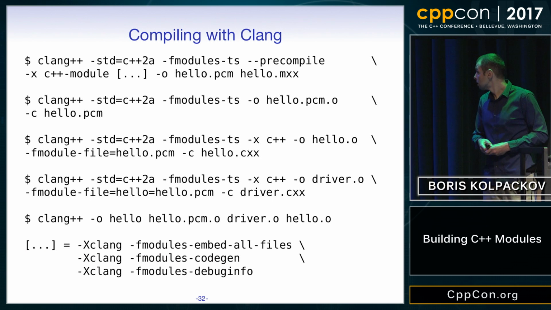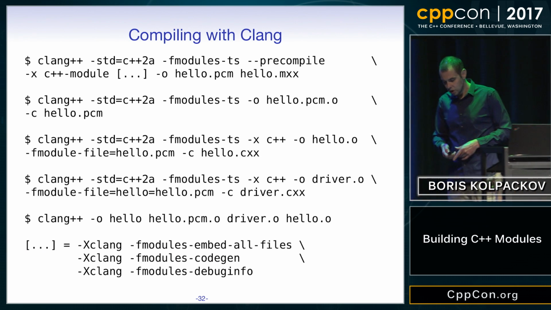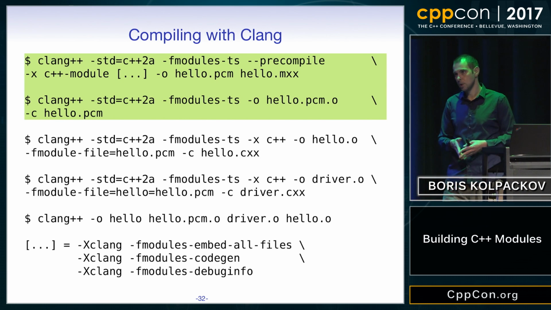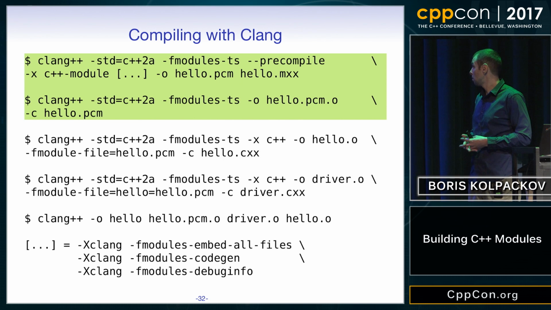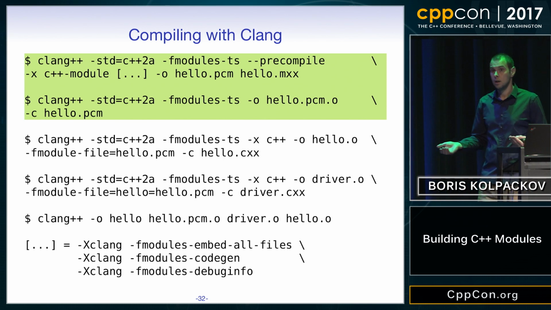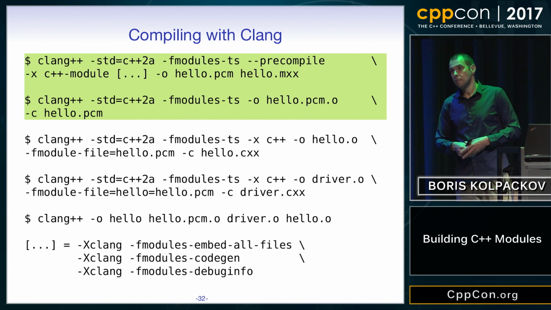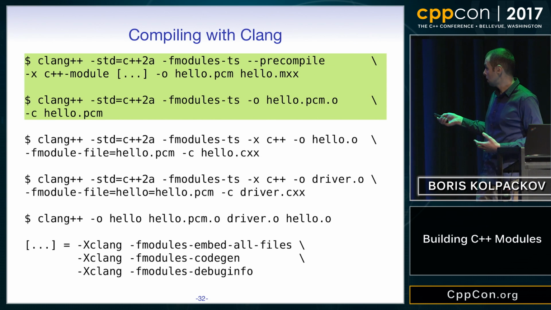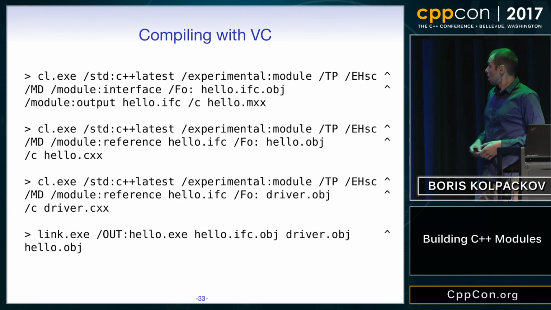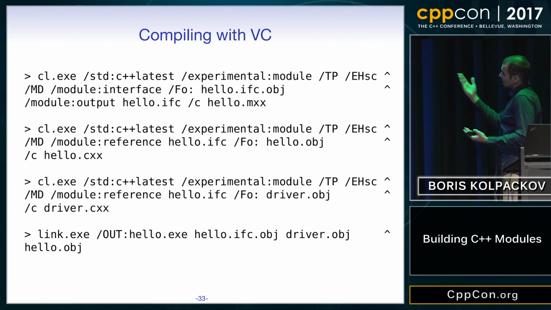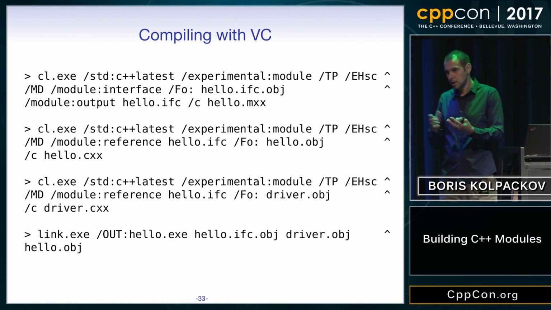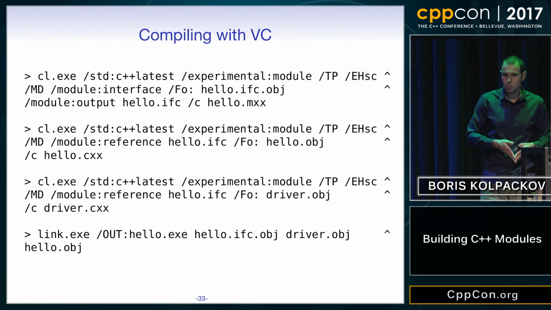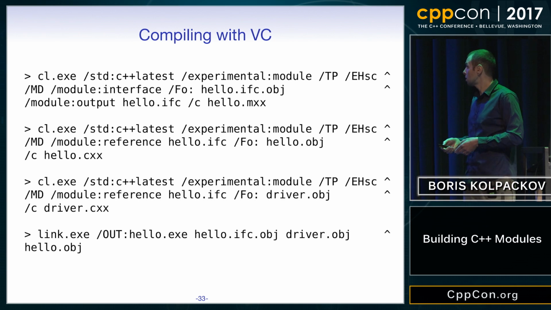Clang equivalent command lines. I'm not going to go into too much detail. The only difference here is that producing the BMI and the object file is actually a two-step process. We first get the BMI, which has the PCM extension, and then we compile that to produce the object file. But I was told that eventually there will be a mode to do it in a single compiler invocation. Visual Studio, again, is pretty similar, follows a similar model to GCC in that we get both the object file and the BMI in the same compiler invocation.